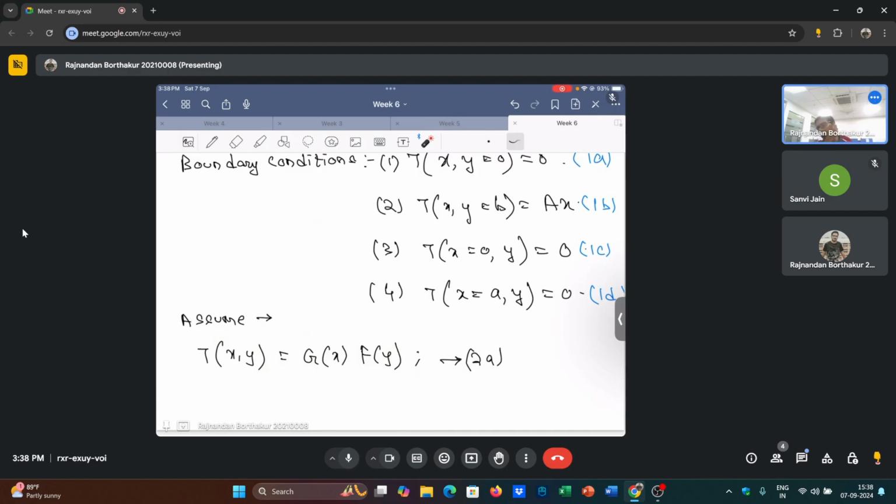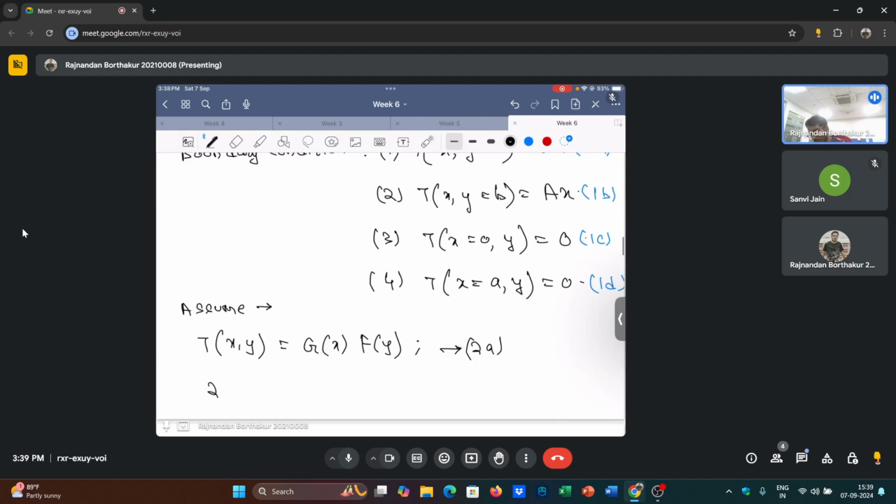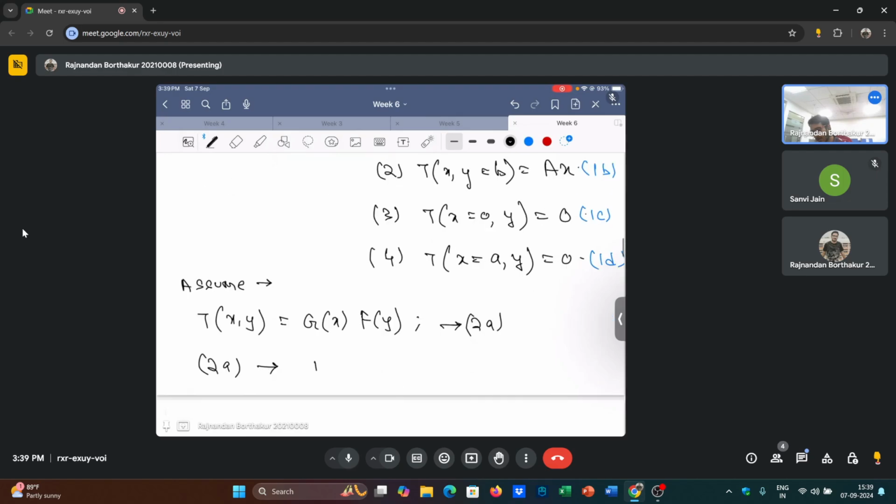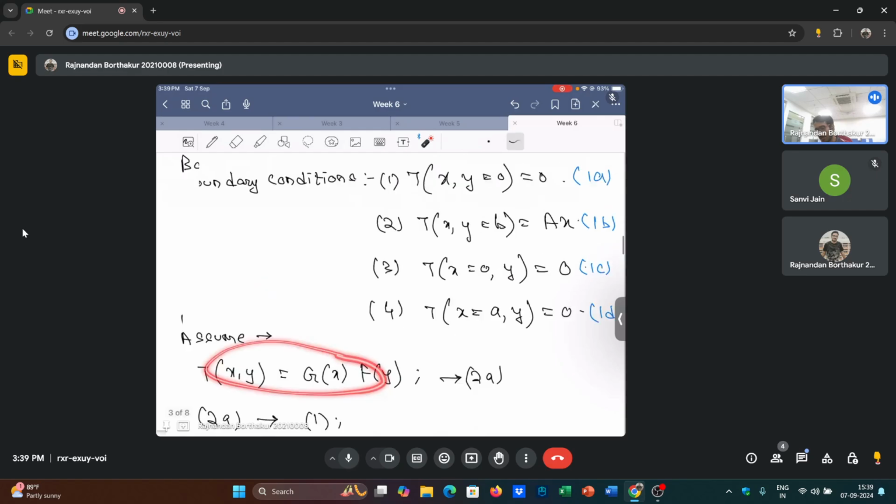Okay, I hope that is clear. And for that, what we will do is substitute this equation 2a into this governing equation, which is 1. This is exactly the procedure that is followed in the theory classes. That's why we will not go into much detail, because you have already seen that in the theory classes. So this is just the practice we are doing by using the method of separation of variables.